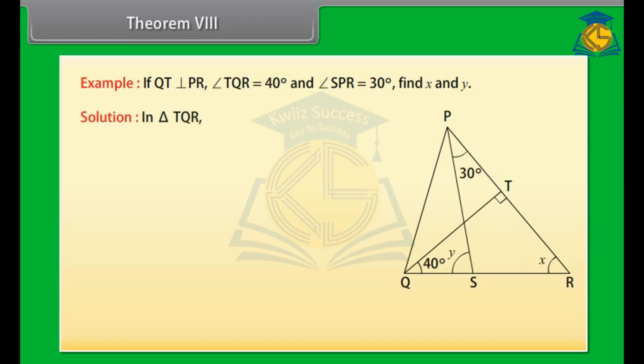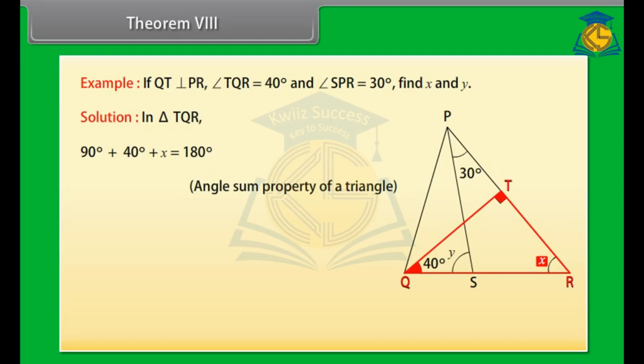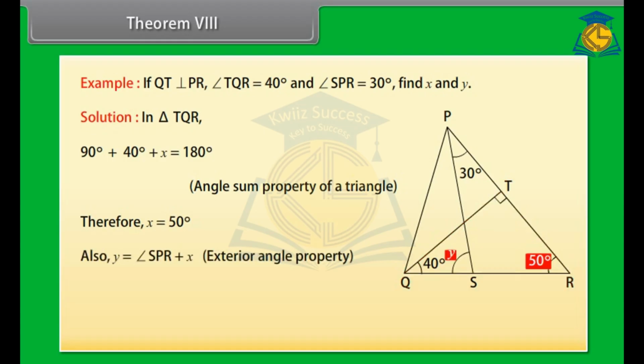Solution. In triangle TQR, 90 degrees plus 40 degrees plus X is equal to 180 degrees because of the angle sum property of a triangle. Therefore, X is equal to 50 degrees. Also, Y is equal to angle SPR plus X because we know that if a side of a triangle is produced, then the exterior angle so formed is equal to the sum of the two interior opposite angles. Therefore, Y is equal to 30 degrees plus 50 degrees, which is 80 degrees.